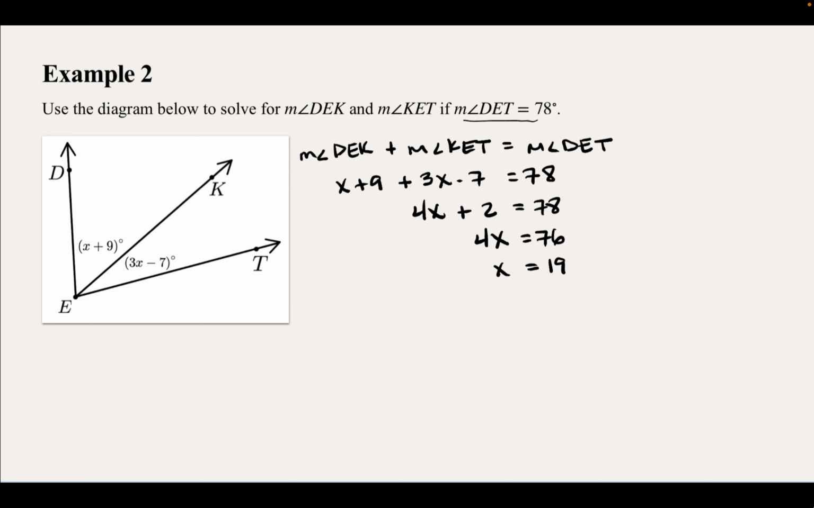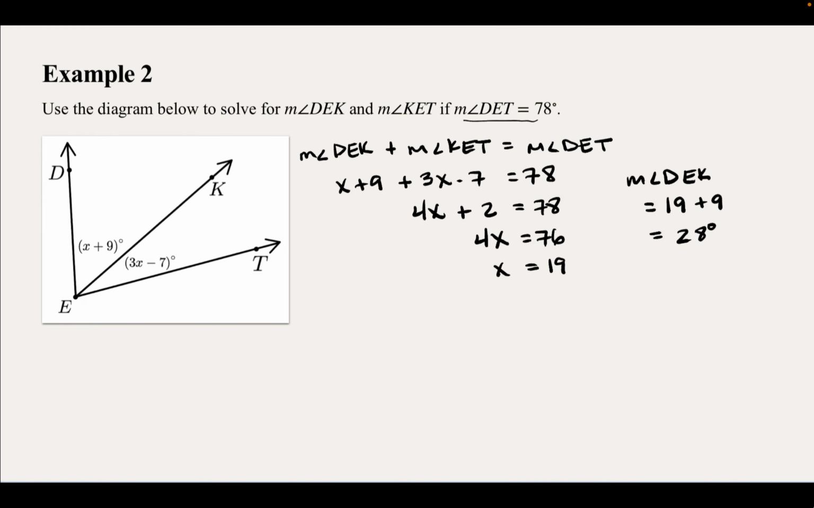Now don't stop here. Remember, we always want to double check and make sure we answer the question. We're not trying to solve for x here. We're trying to solve for the measures of the angles. So the measure of angle DEK would be found by taking x, or 19, and adding 9. So that would give me 28 degrees.